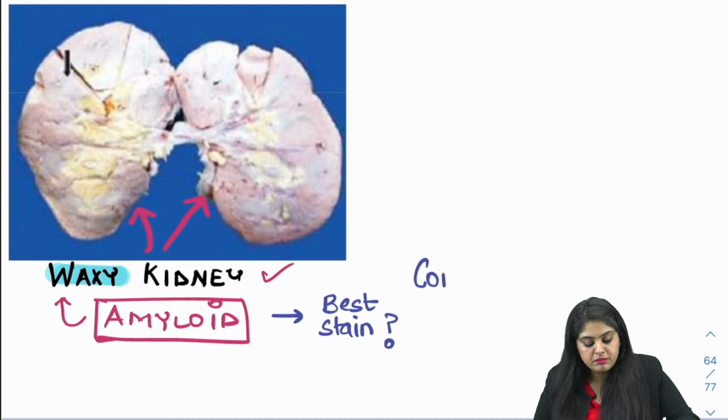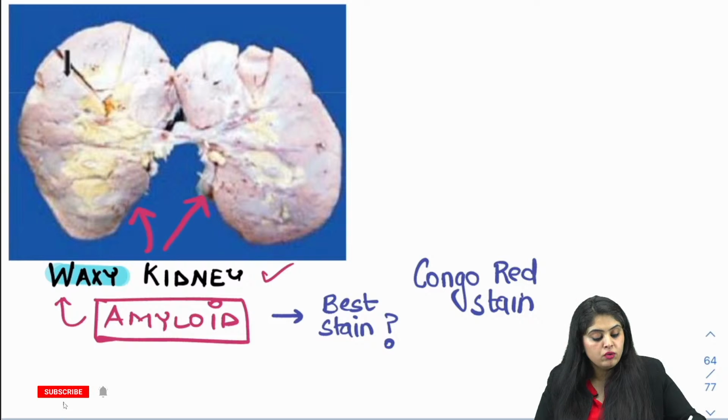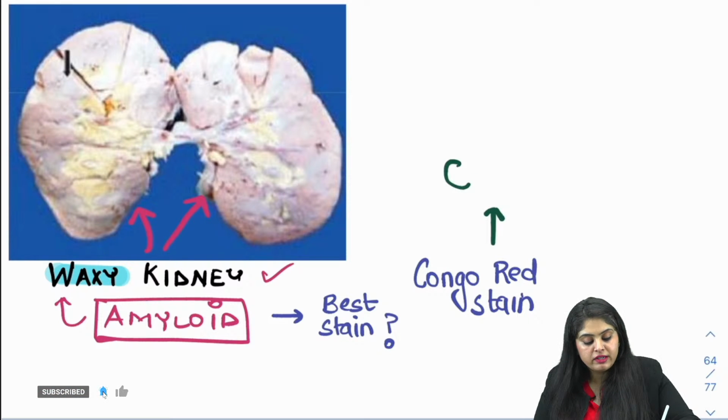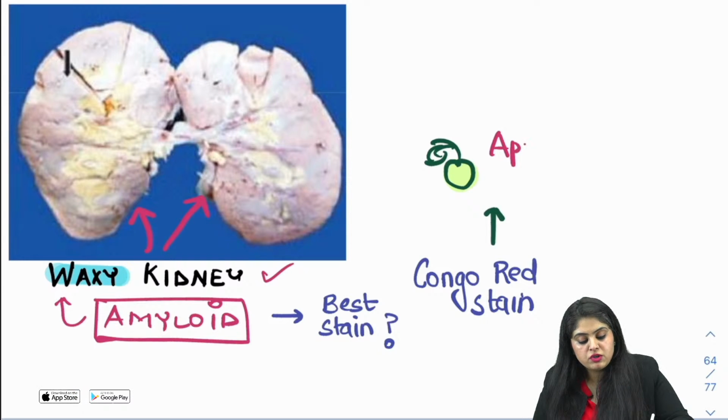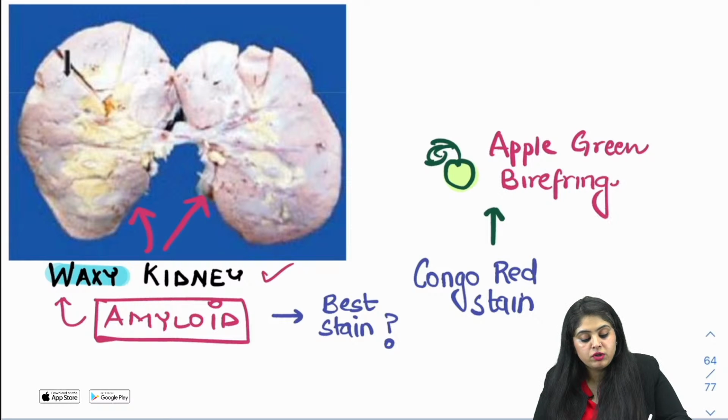This is the very famous Congo red stain. I don't even have to wait for answers. I am confident that you guys know. What color do we get on Congo red? Congo red stain, ma'am, gives us the very famous apple green birefringence. Do you remember something from general path? I'm sure you know this. It shows you the apple green birefringence, and that is what you see on which microscopy? You see it on polarizing microscopy.